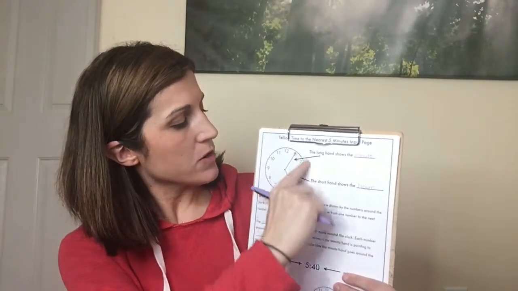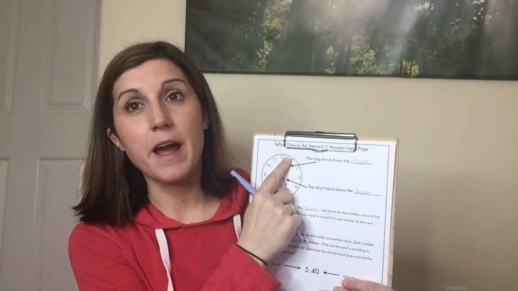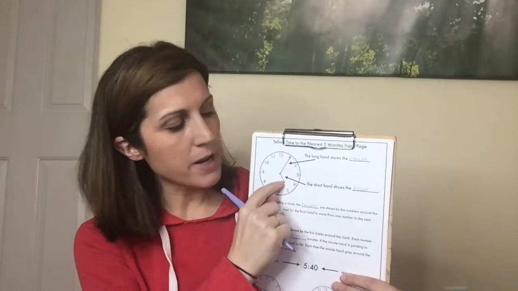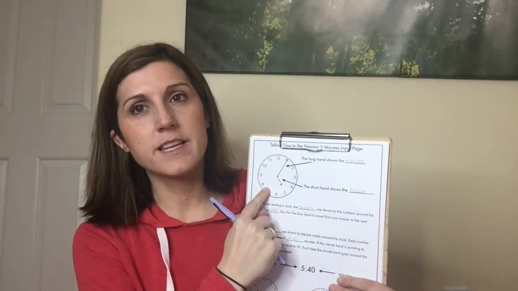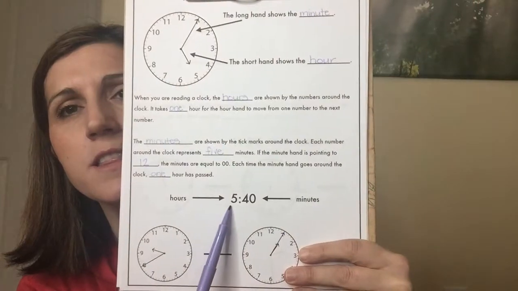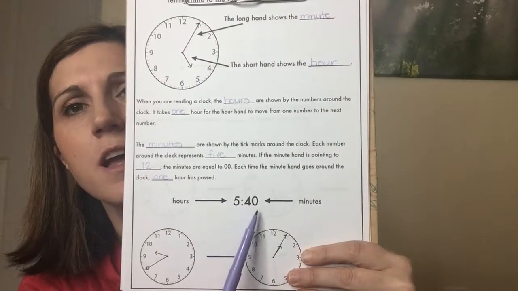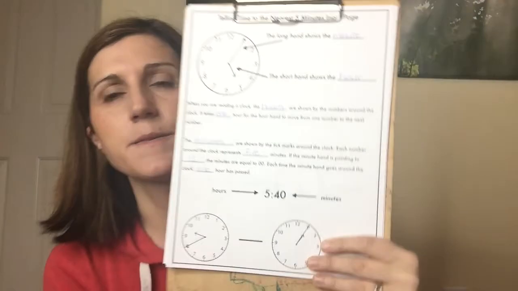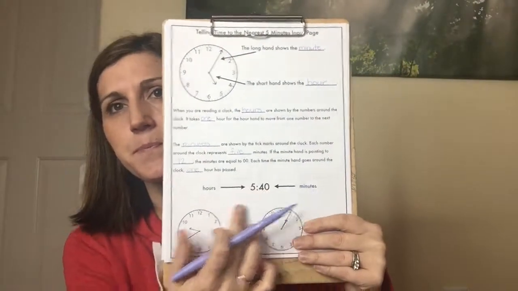Okay, each time the minute hand goes around the clock, blank hour has passed. 1 hour. We talked about that for a minute before. So when the minute hand goes all the way around the clock, that's 1 hour. In that same hour, the short hand has gone from one number to the next number. Okay. Oh, and then we have some more labels here. This 5 shows the hours, and this 40 shows the minutes. So that's how we write time.